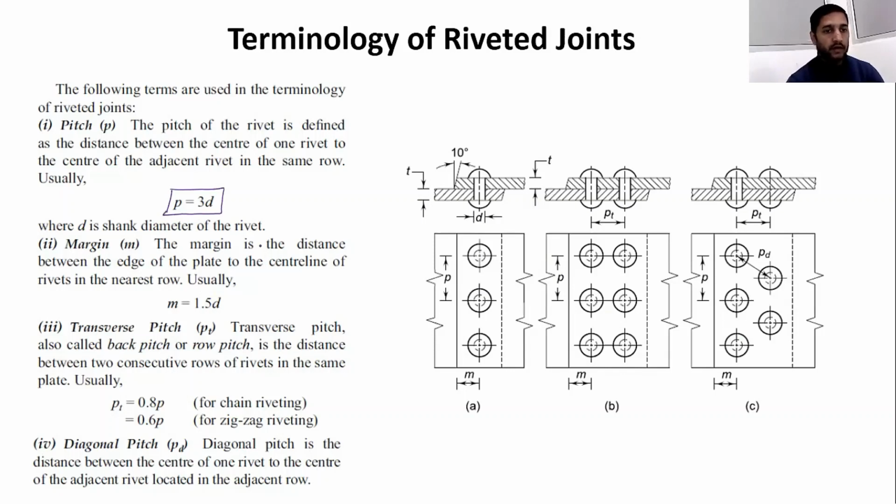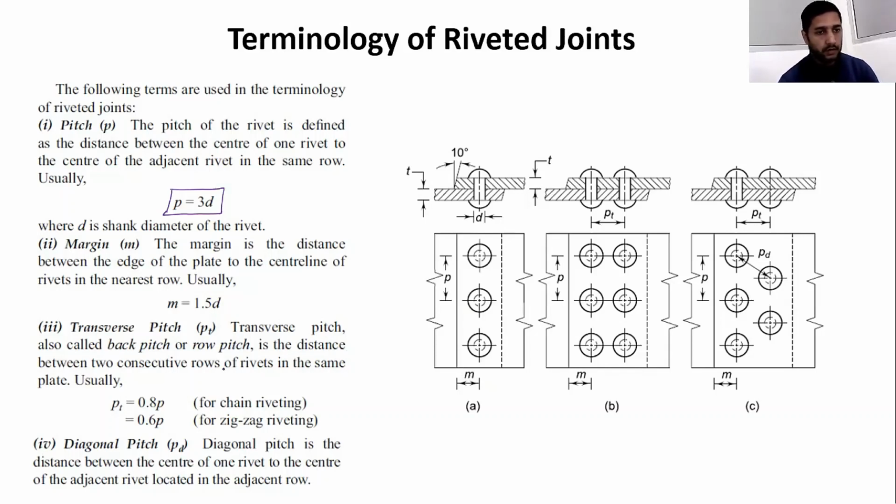This is the standard value. Okay. Now margin. Margin is the distance between the edge of the plate to the center line of the rivet in the nearest row. So it is the distance between the center of the rivet to the nearest edge. You can also say that there are two plates, two edges here, one edge is this and another edge is this, but you have to take the edge which is nearest to the center of the rivet. So this is your margin, and margin is 1.5 times the diameter of the shank. Okay, I hope it is clear.